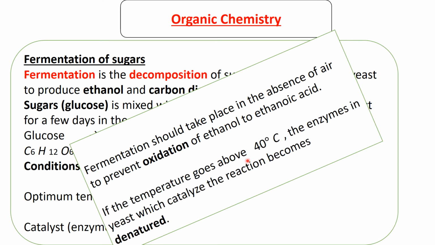Second, if the temperature goes above 40 degrees Celsius, the enzyme in yeast which catalyzes the reaction becomes denatured. To become denatured is to be distorted in shape. So when enzymes are denatured, when they are distorted in shape, they can no longer participate in reactions.